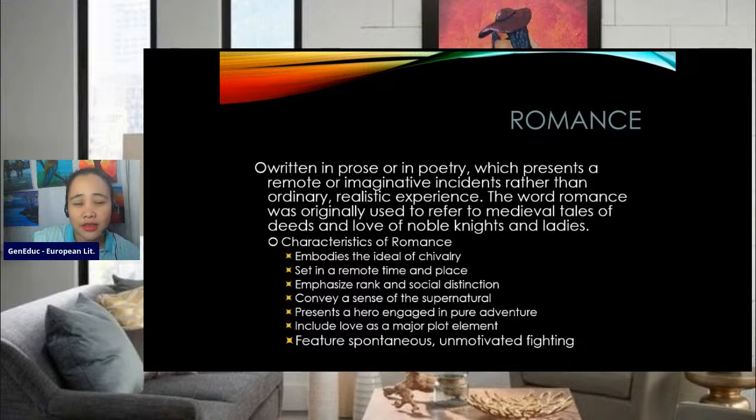So the characteristics of romance: embodies the ideal of chivalry, set in a remote time and place, emphasizes rank and other distinction, conveys a sense of the supernatural, presents a hero engaged in pure adventure, includes love as a major plot element, features spontaneous, unmotivated fighting.